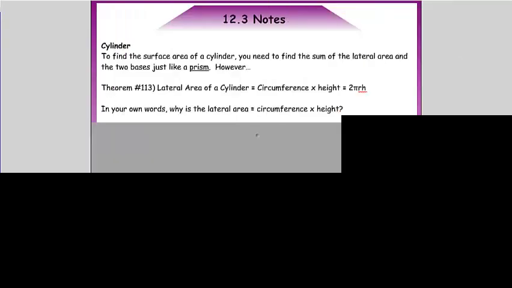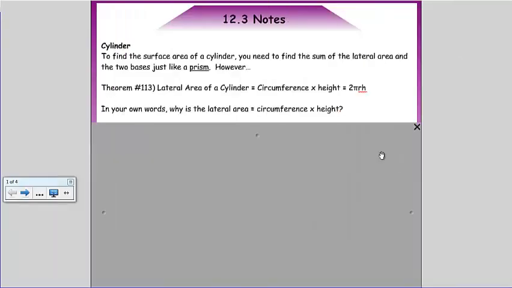Hello and welcome to 12.3 Notes titled Surface Area of Circular Solids. We're going to be looking at finding the surface area of a cylinder, a cone, a sphere, and a rather challenging shape known as a frustum.